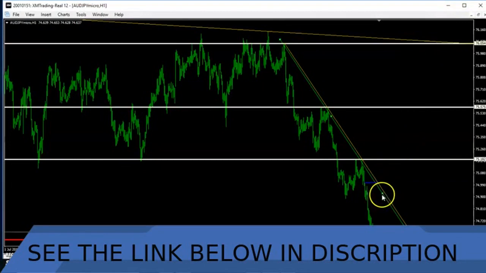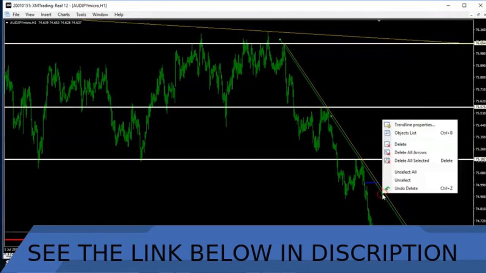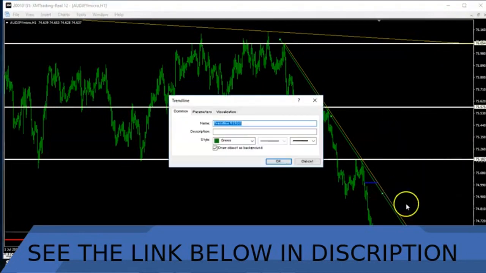Trendline EA, MQL5.com. When you put it here, the way I did it in my last video, that's when you can see the trend.